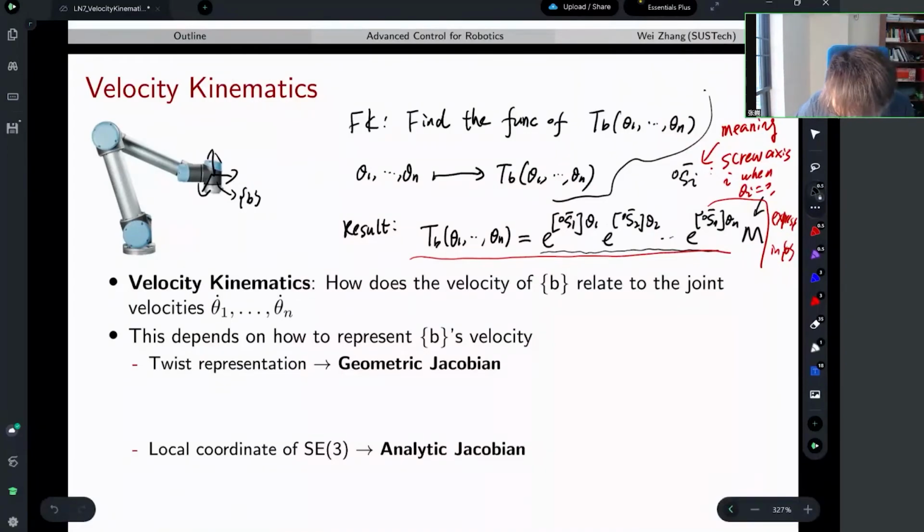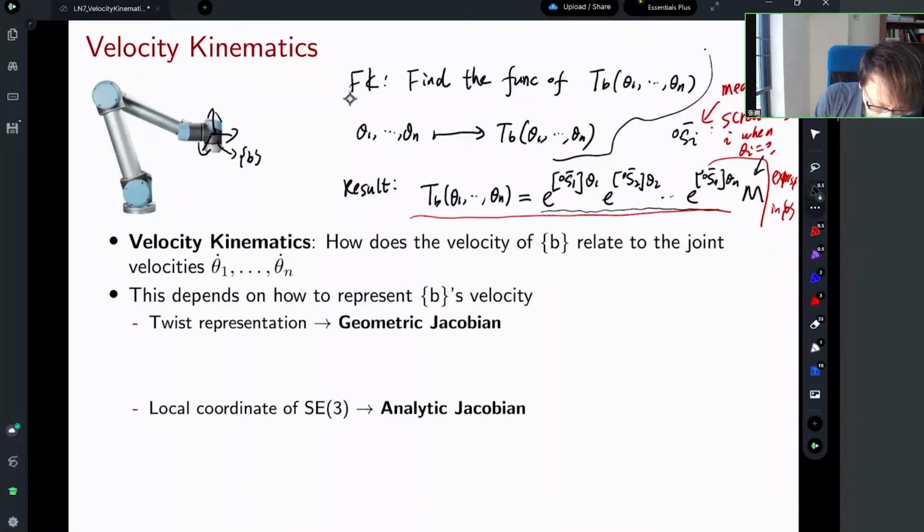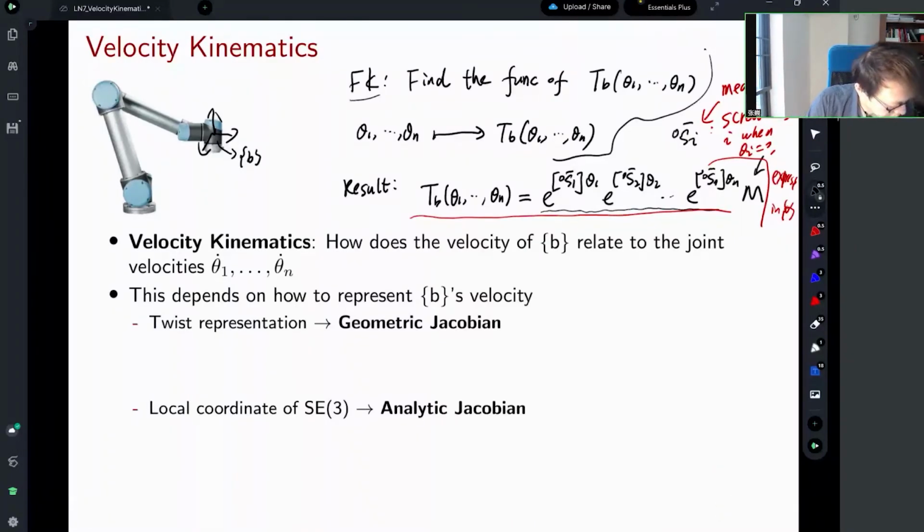So that's something that we have learned before. And today we are going to talk about velocity kinematics. The last lecture was really about the position relation, how the joint position got mapped to the pose of the end effector. Now velocity kinematics cares about how the velocity of the end effector frame, let's call it B, relates to the joint velocities.